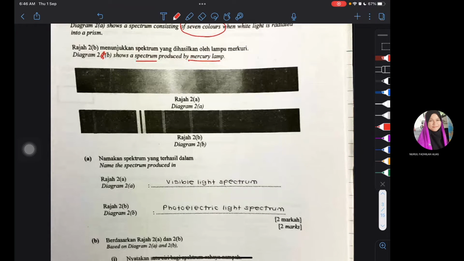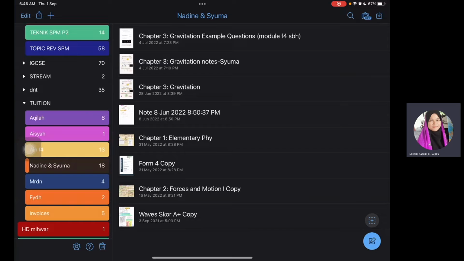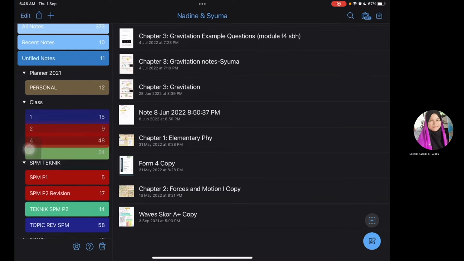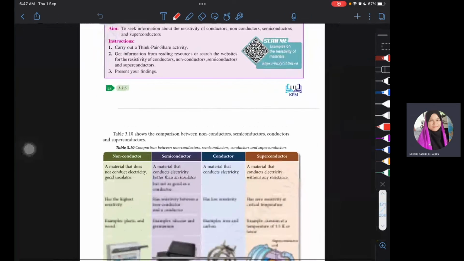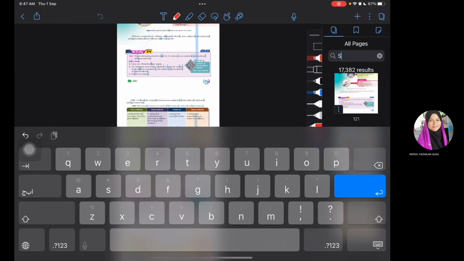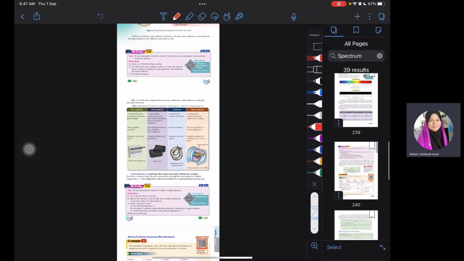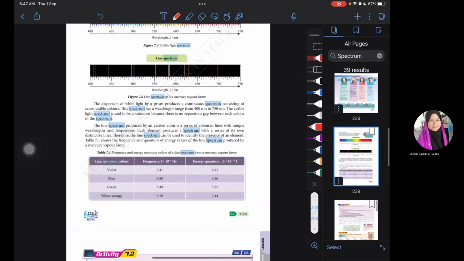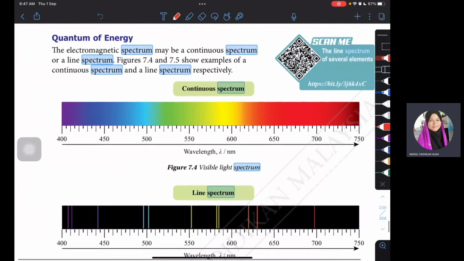Okay. Name the spectrum produced. So it's visible. Okay, bukan eh? Alright, so this one you all kena tengok dalam 5 topic. Okay, spectrum. Okay, exactly the same. Okay, so this is an example.